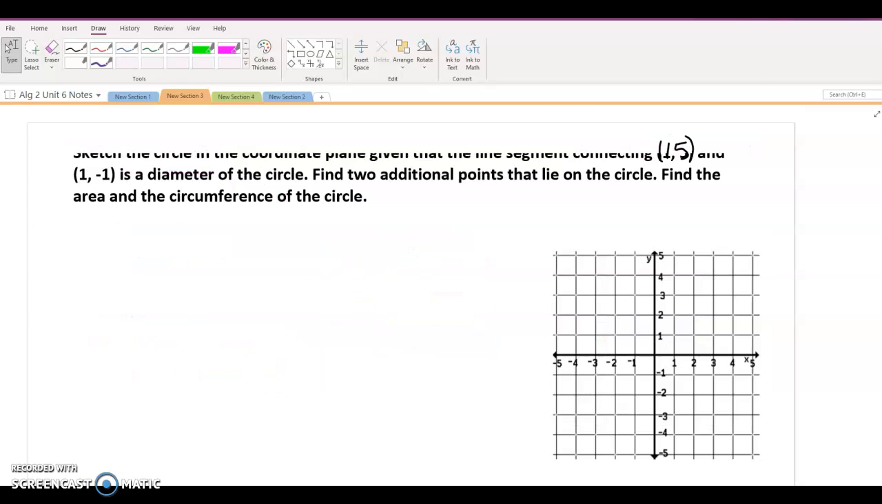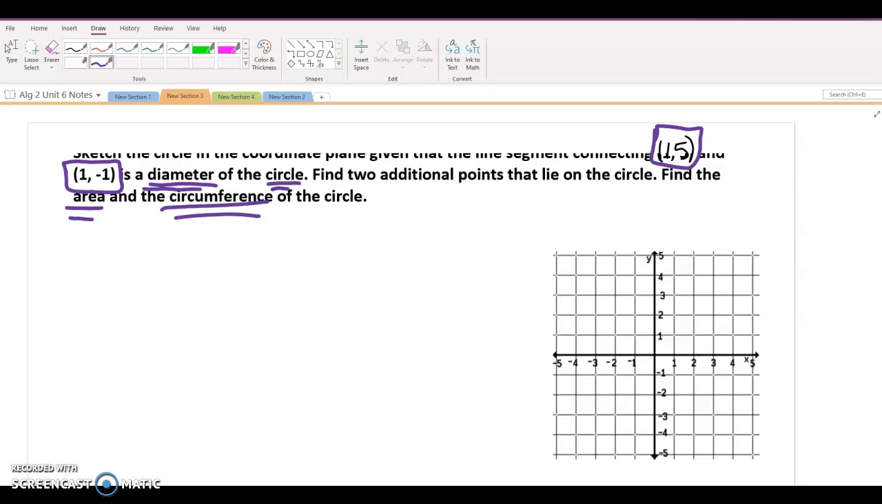And we're good. So example 3, and I'm sorry that my top line kind of got cut off, but I think I can still make it out. It says sketch the circle in the coordinate plane given that the line segment connecting (1, 5) and (1, negative 1) is the diameter. So that's really important to know. So our (1, 5) and our (1, negative 1) is the diameter of a circle. So that tells us right there what we're dealing with. It says the 2 points lie on the circle. Find the area and circumference of the circle.